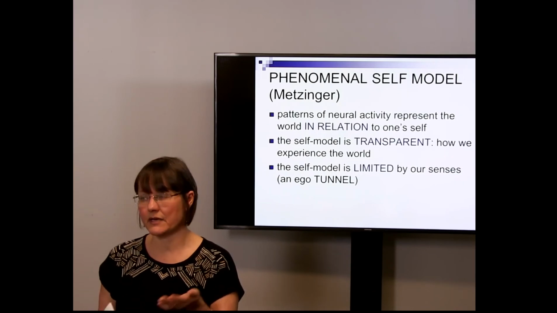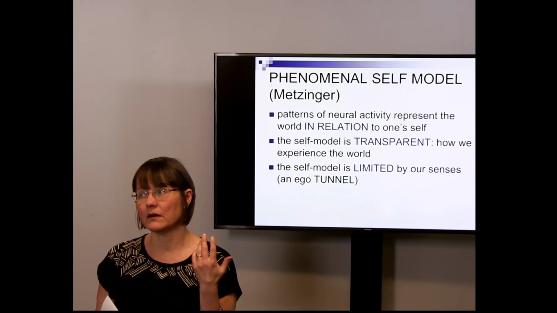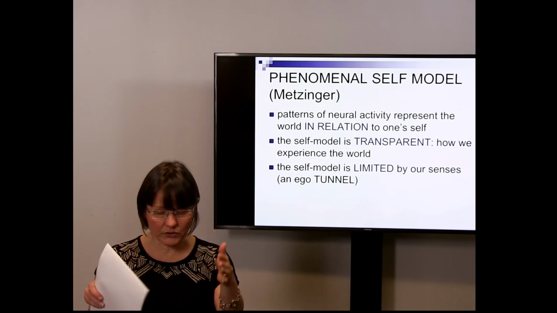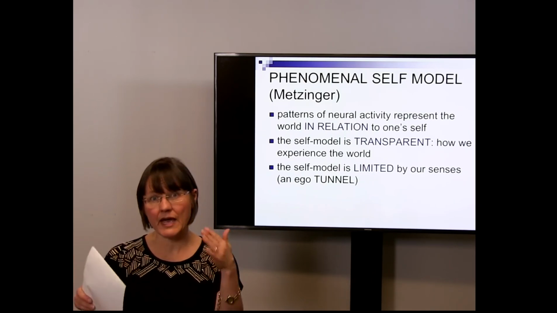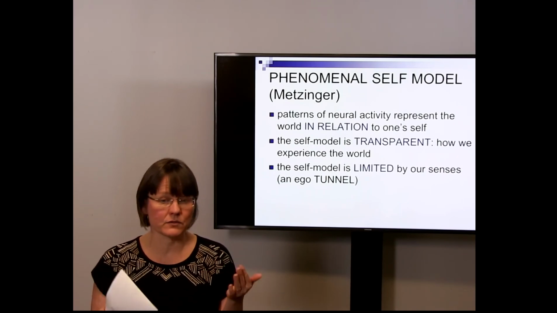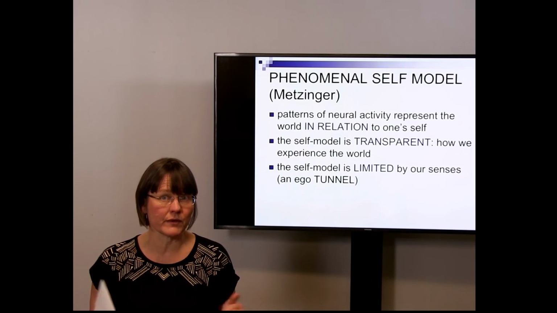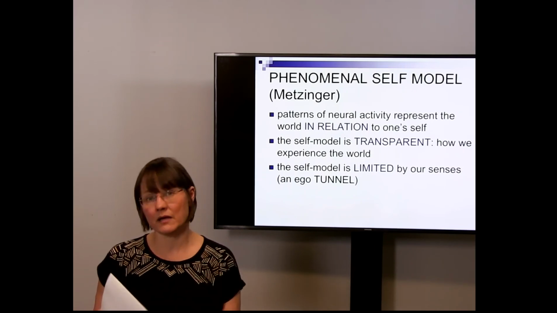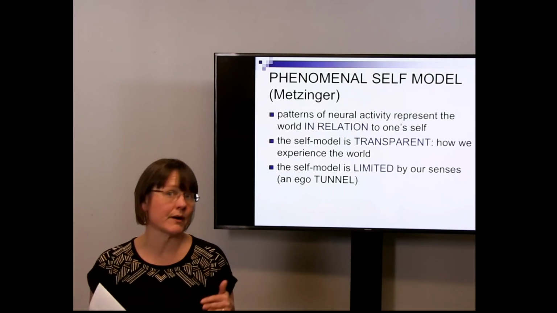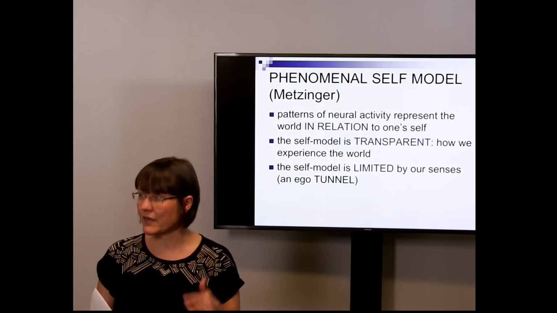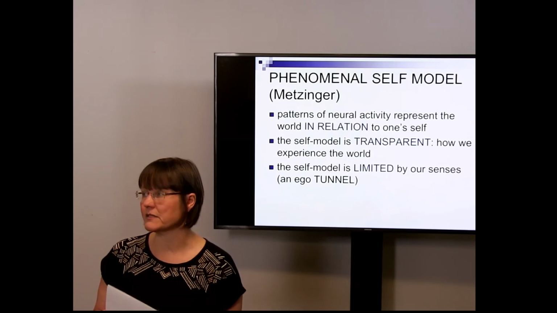So the idea that our self model is a tunnel is the idea that we go through the world and we see the world according to how our senses present the world to us, and we can't see outside of that. We don't experience the world outside of the phenomenal model of the world that is produced by the particular ways that our sensations construct us. So that's the phenomenal self model. That's Metzinger.